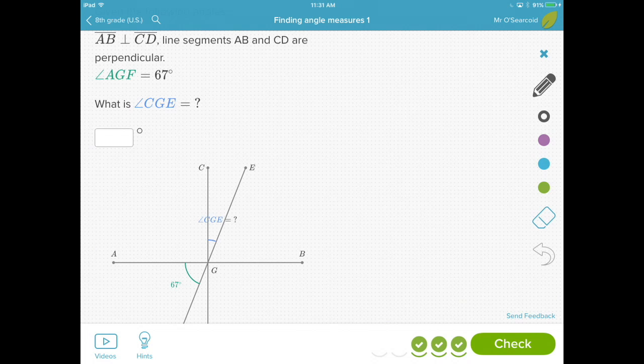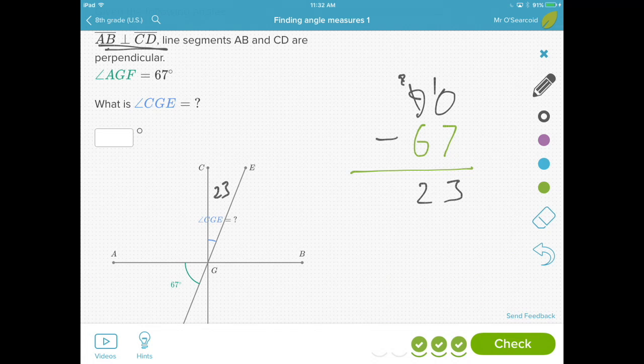This situation here, we of course have A, B, and C, D are two perpendicular lines, so we know they create 90-degree angles, so we can subtract 67 from 90 degrees, and that is going to give us the adjacent angle, which of course is 23 degrees, which means that a vertical angle to that adjacent angle is also going to be 23 degrees.